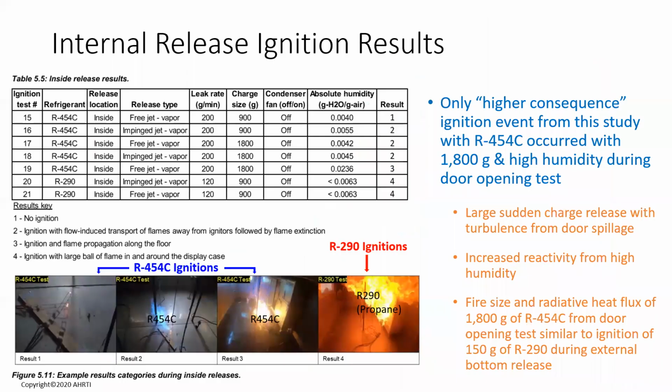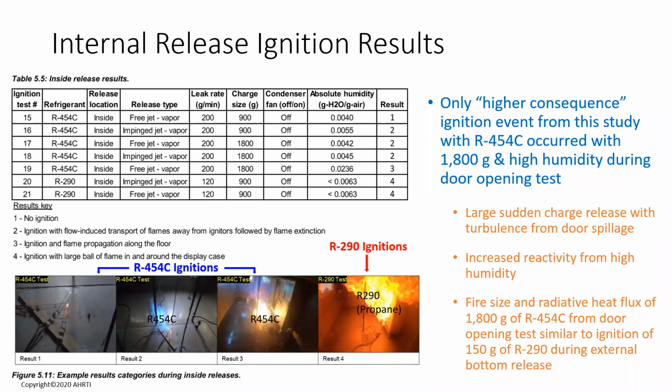So that was for external releases and the ignition events that resulted from those. We also wanted to look at what happens if we release the refrigerant inside the display case, and then we open the door to allow the refrigerant charge to spill out with an igniter present. This is kind of one of the worst case scenarios. And you see we did testing with both 454C and with R290. Now the unit that we were testing had a factory charge of 900 grams of propane. So that was the charge size used for propane. We looked at both that same charge size of 900 grams for 454C and the volume equivalent charge size of 1800 grams. And the results we found are shown at the bottom of the slide.